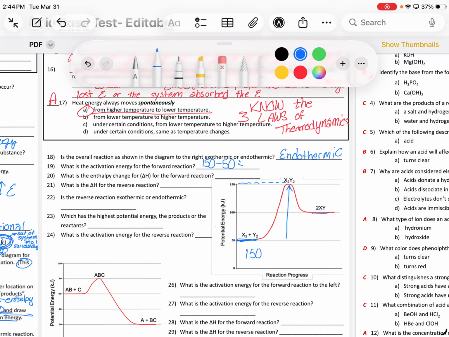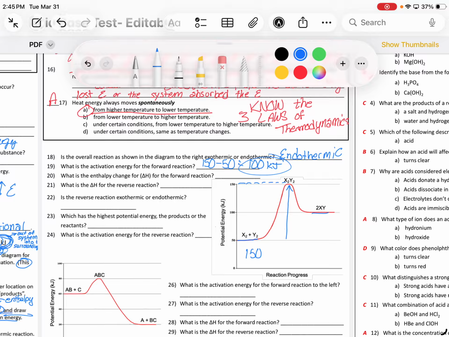So we have to see how much energy we need to gain to actually reach the top, the activation energy. So it's going to be 100. 100 what? Don't forget your units. Kilojoules. If you forget your units, it'll be like minus 1 point, but don't miss points for units.